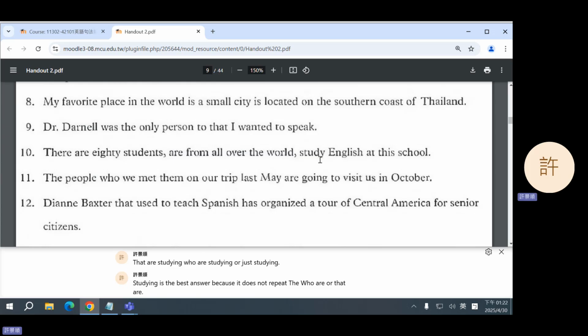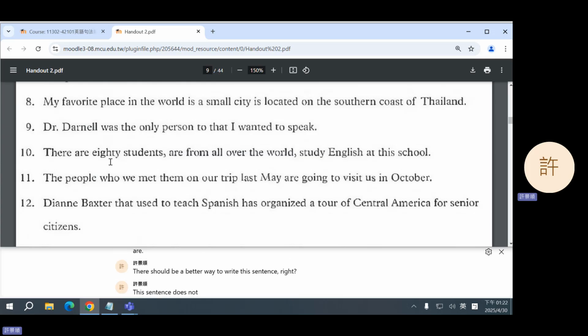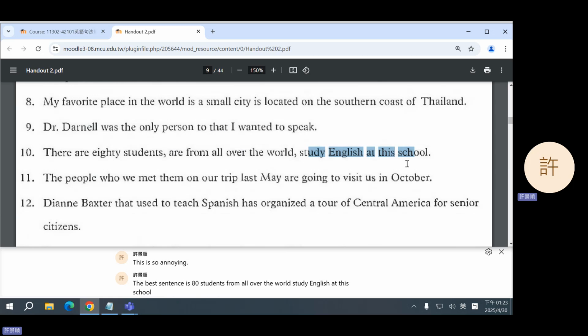There should be a better way to write this sentence, right? This sentence does not actually need relative clauses. This is so annoying. The best sentence is "80 students from all over the world study English at this school." No commas. This is a really bad question.